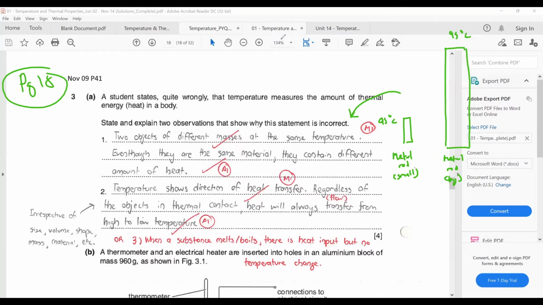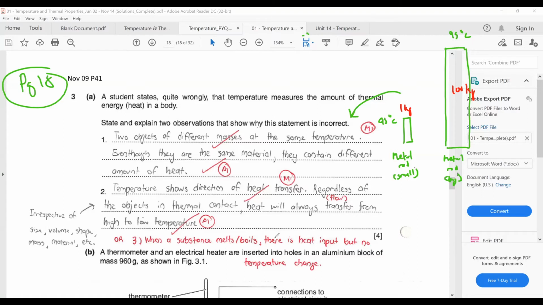Since I thought about mass, I might as well give you some mass. Maybe this is 1 kg and this one probably is 100 kg. But they are the same temperature. It doesn't necessarily mean that this and this have the same amount of heat energy. No, it cannot be true. Right? So this is one observation. There's another observation which can also tell you that temperature is not necessarily an indication of heat energy. That one is your third example.